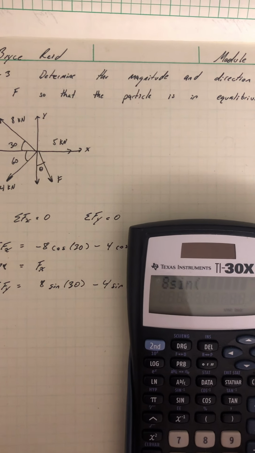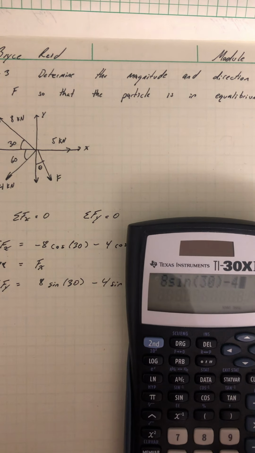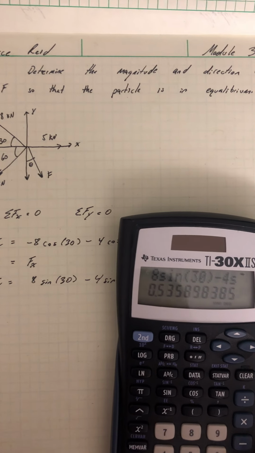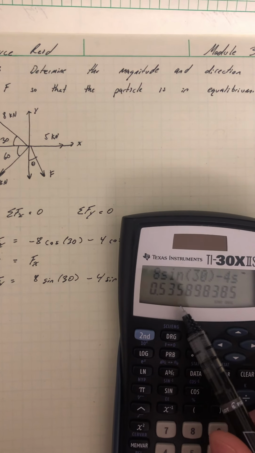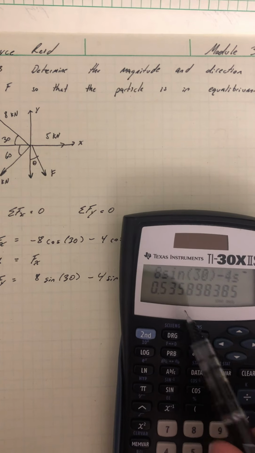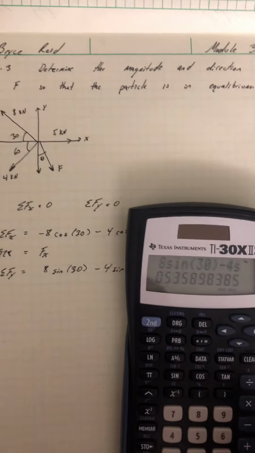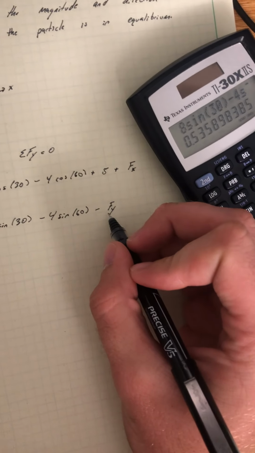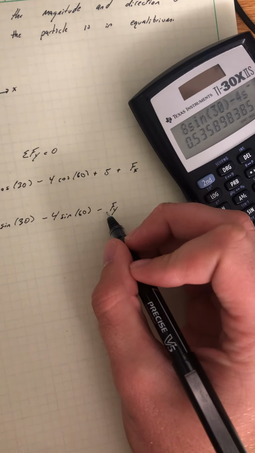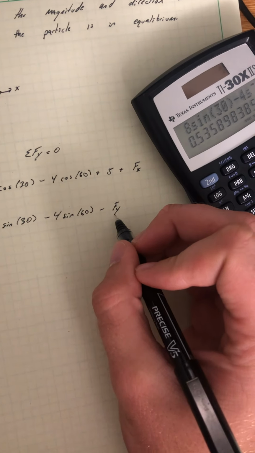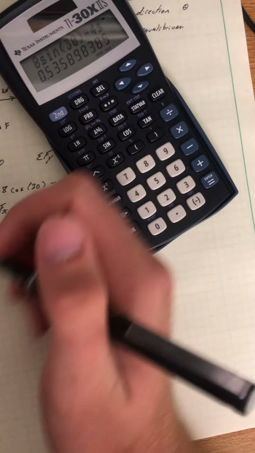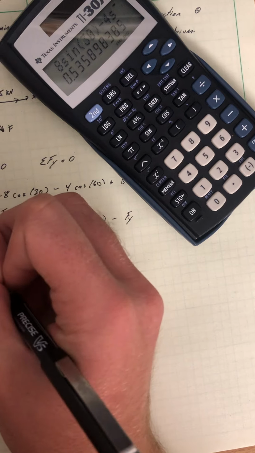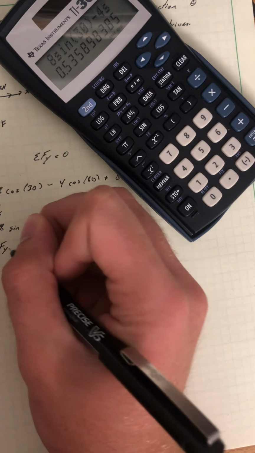Eight sine of 30 minus 4 sine of 60. We're going to get 0.535, but then we move it to the other side, and it's going to become a negative. Since F of Y is going to be a negative as well, we'll divide by negative 1 and it cancels out the negatives, so it's just 0.5359 equals F of Y.